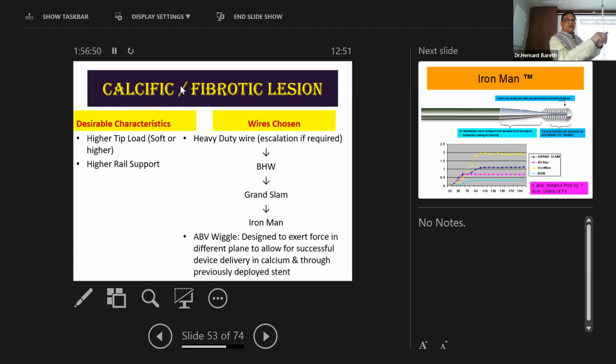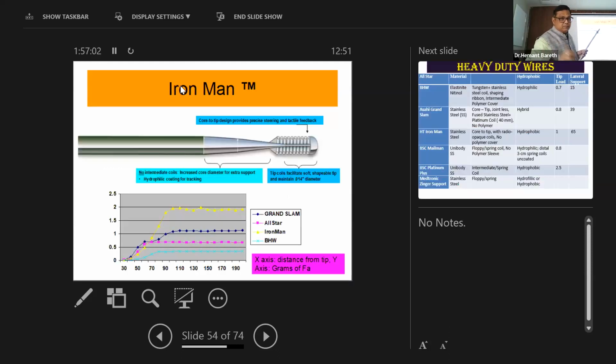The other thing is, again, if there is a calcific lesion, you just want to take a different direction. You take a wiggle wire, and when the wiggle wire gets stuck on the calcium, you push and it moves away from the calcium and enters another lumen. And through that lumen it goes. So you can again use a wiggle wire for this kind of thing also.